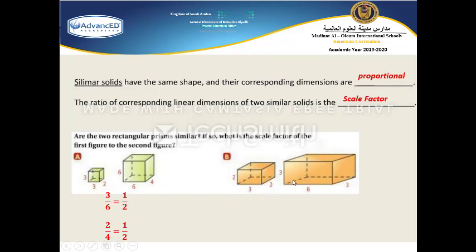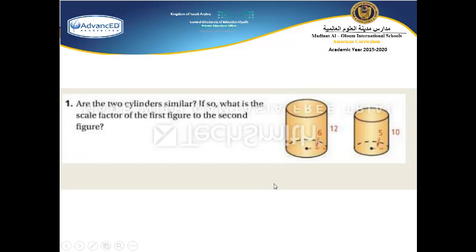But looking at the other pair of solids, let's divide this side 3 by its corresponding side 6. We get 1 over 2. But is this equal to the other side, 2 over 3? No, not equal. It is not the same scale factor. Then these two solids are not similar.